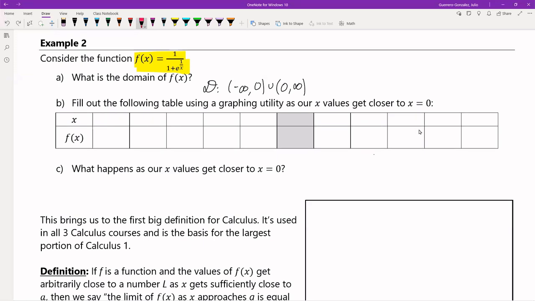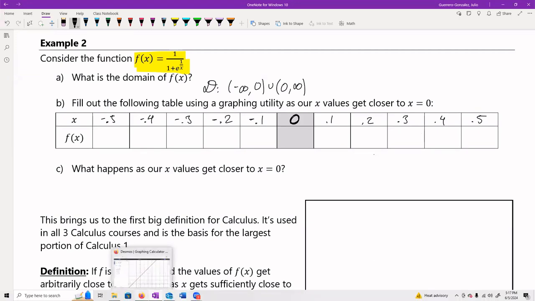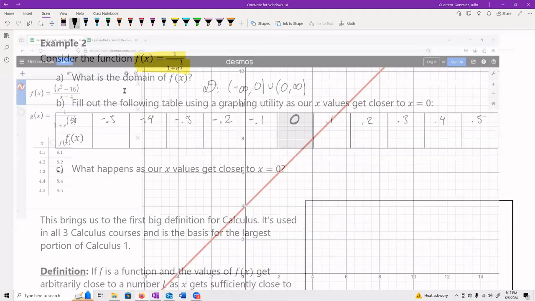Again, I'm going to do the same thing. So I know I can't plug in 0, but I'm going to analyze what's happening as I tend toward it. So from the top end, I'm going to go ahead and do 0.1, 0.2, 0.3, 0.4, 0.5. And then from the left end, I'm going to do negative 0.5, negative 0.4, negative 0.3, negative 0.2, negative 0.1. Okay? I'm going to go ahead and throw this all into Desmos again.